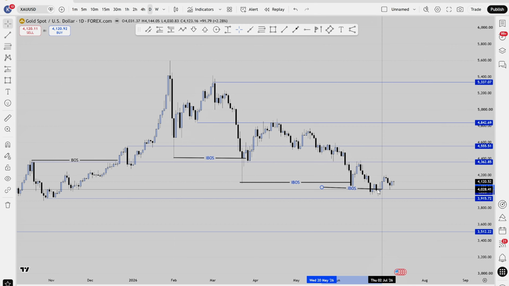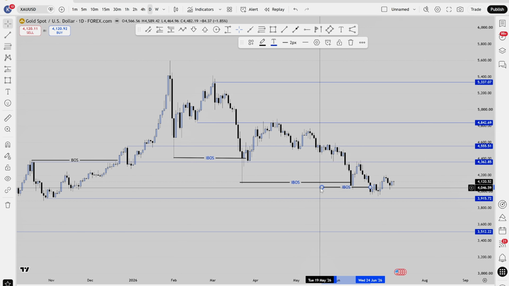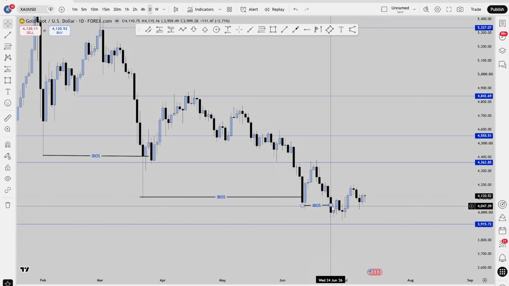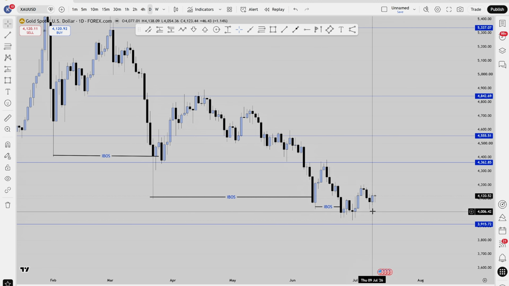And this will have another little break of structure, but this is an inducement. And what is an inducement? Inducements are like a trap that smart money sets for we retail traders, right? And why is this an inducement break of structure? Because this break of structure didn't reach the premium zone or the OTE. They didn't reach the 50%.